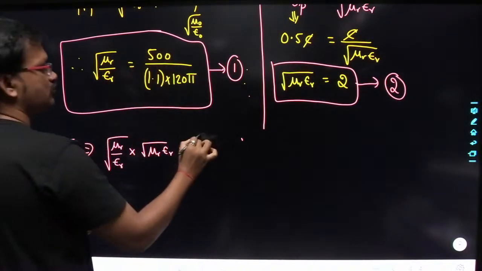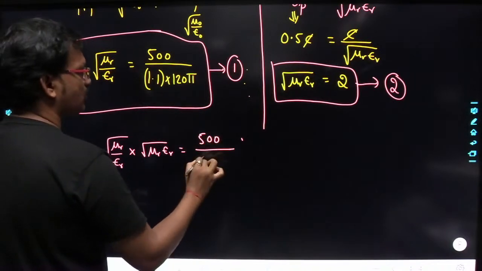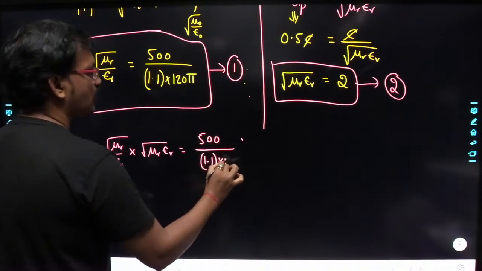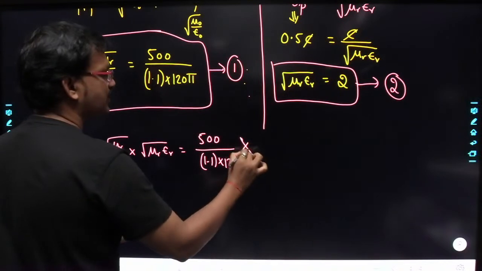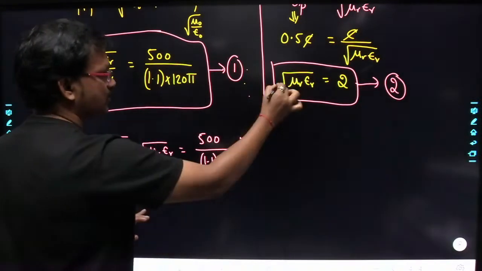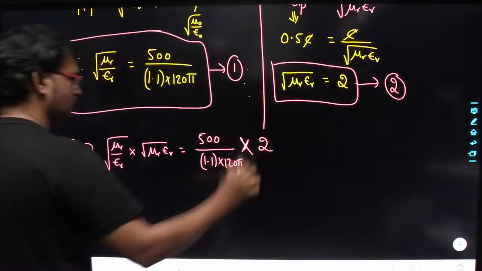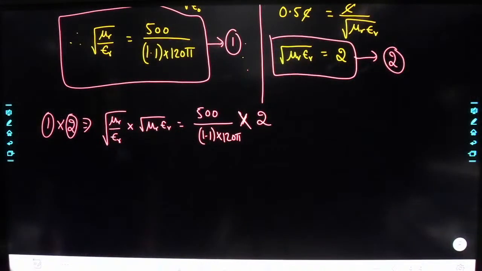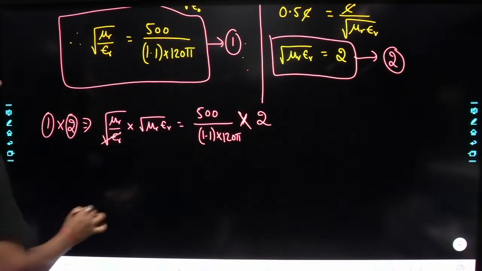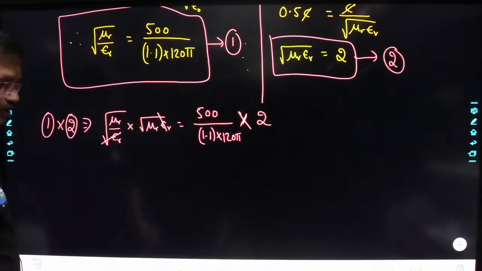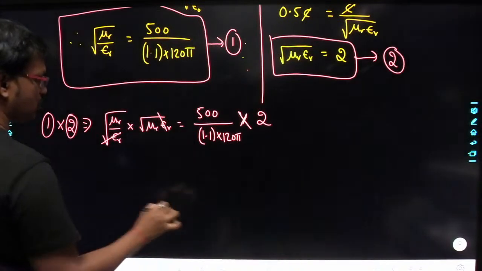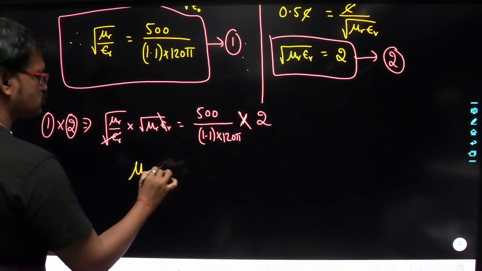Is equal to 500 divided by what? 1.1 into 120 pi. So this multiplied by what? This multiplied by the value of square root of mu r epsilon r, which is 2. Now see here, root epsilon r and here root epsilon r will get cancelled. So therefore you are going to get the mu r value. So mu r is equal to what?